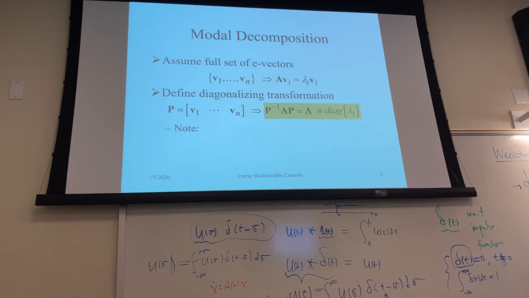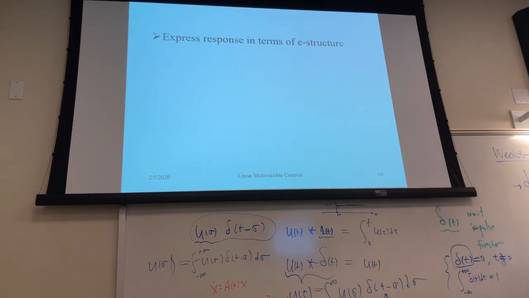And by doing that, AP is P lambda, where lambda is diagonal. So then, for the zero input response of the system, you don't have a U, but you have x0. How will x change according to that? This is nothing but the time invariant case. Okay, so it's easy.